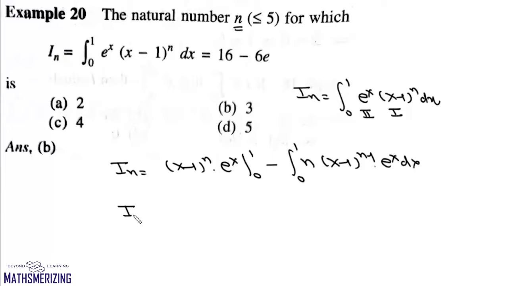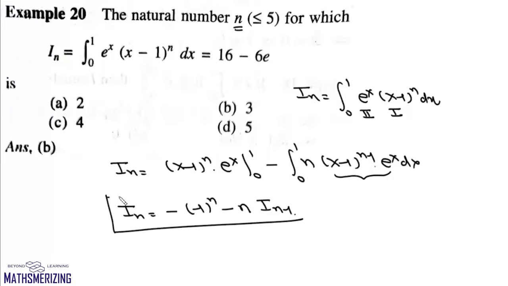Now this is In. Now if we put x as 1, it will be 0, and if we put x as 0, it will be minus of (minus 1) to the power n, minus n, and this is (x minus 1) to the power n minus 1 into e to the power x, which is nothing but In minus 1. So we get this recursive relation, which is In equals minus of (minus 1) to the power n minus n In minus 1.